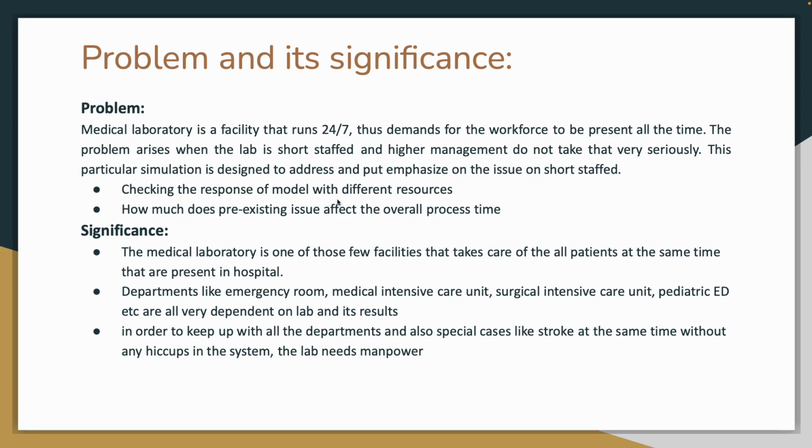Answer the following two questions. First is to check the response of the model with different resources. The resources over here is the staff that we have, and how much does a pre-existing labeling and ordering issue affect the overall process. So the whole simulation will try to answer these two questions, which are very important. Those who work in the lab would know the importance of these questions.